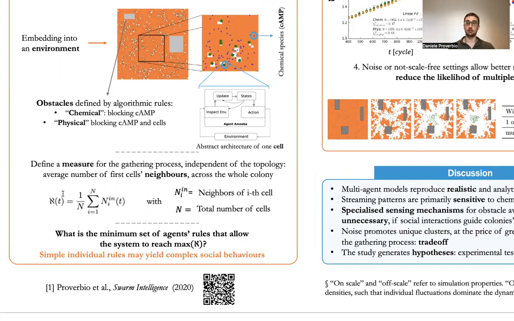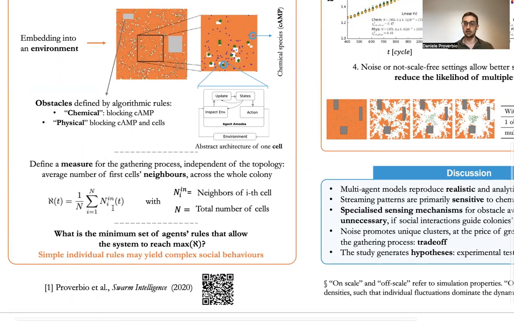The questions that we ask are, first, whether such decentralized gathering following chemotaxis is possible and robust in heterogeneous environments. Then understanding which are the different types of obstacles or rules that can elicit those kinds of behaviors. And finally, to find a minimum set of agent rules that allow the system to maximize this neighborhood score. All in all, to test whether and how robustly simple individual rules might yield complex social behaviors.